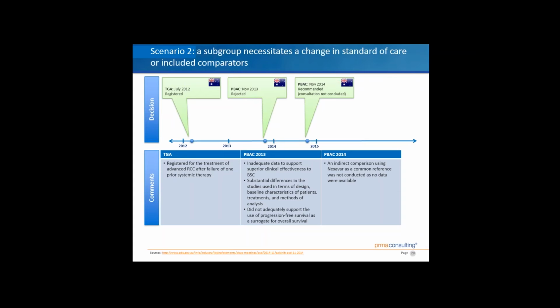The interesting thing about this is that outside of Australia, this was also accepted using the same approach to indirect treatment comparison by NICE. That approach to indirect treatment comparison was rejected by the GBA in Germany because it didn't conform to the prescribed methods that you find in Germany.